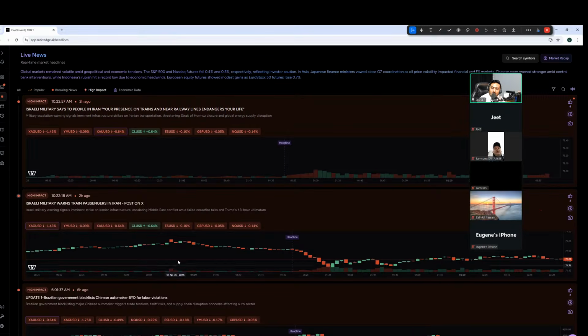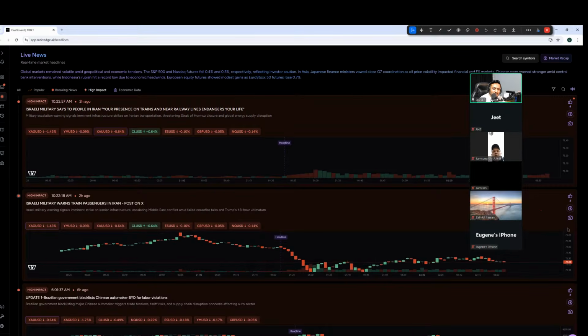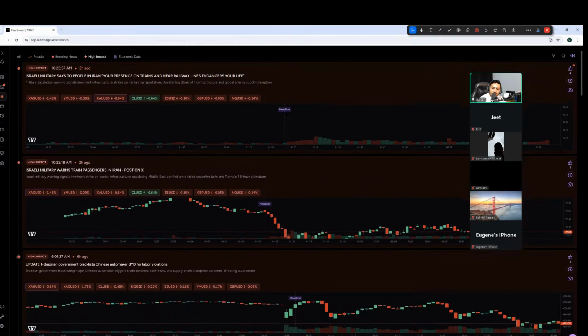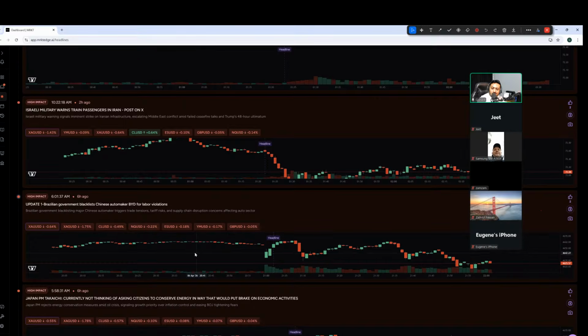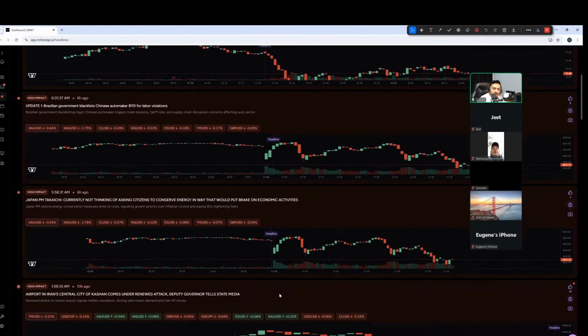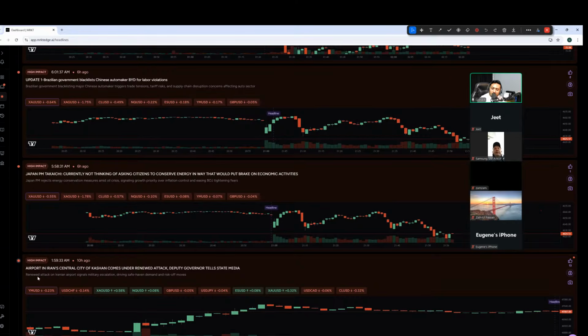What a beautiful upgrade I got here. Wow, they upgraded the news events. Alright, so Israel military warns of train strikes in Iran. Okay, so they are going to strike, so gold should continuously push downside. Hmm, nothing very impactful, I would say. Then: airport in Iran's central city of Kashan comes under renewed attack, deputy governor tells state media. Oh, so they are attacking the airport. So gold should continuously push upside.